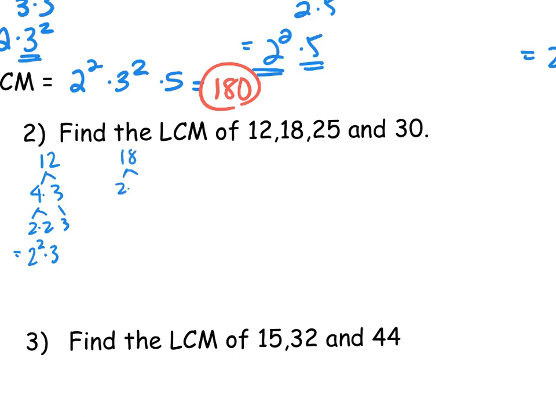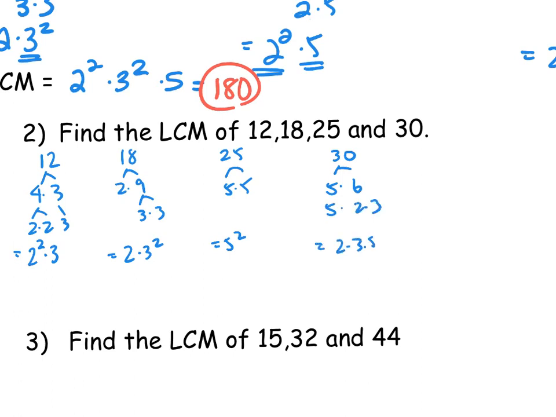18, 2 times 9, that becomes 3 times 3. So that's 2 times 3 squared. 25 is 5 times 5, so that's just simply 5 squared. 30 is 5 times 6, 5 times 2 times 3, so that's 2 times 3 times 5.